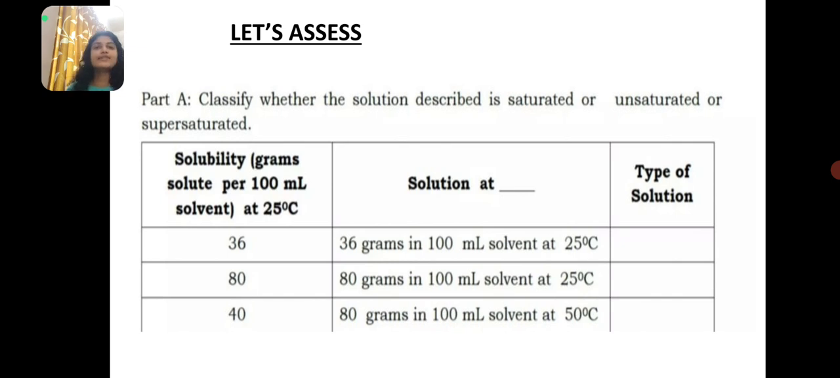So coming to the third question, the solubility given at 25 degrees Celsius is 40 and the solution is at 80 grams in 100 ml solvent at 50 degrees Celsius. The solubility value given is for 25 degrees Celsius, that is 40 gram, but the solution is prepared at 50 degrees Celsius. Since the solubility increases with temperature, more than 40 gram can dissolve at 50 degrees Celsius. So, 80 gram can dissolve at 50 degrees Celsius without any problem. Thus, the solution is unsaturated at 50 degrees Celsius.